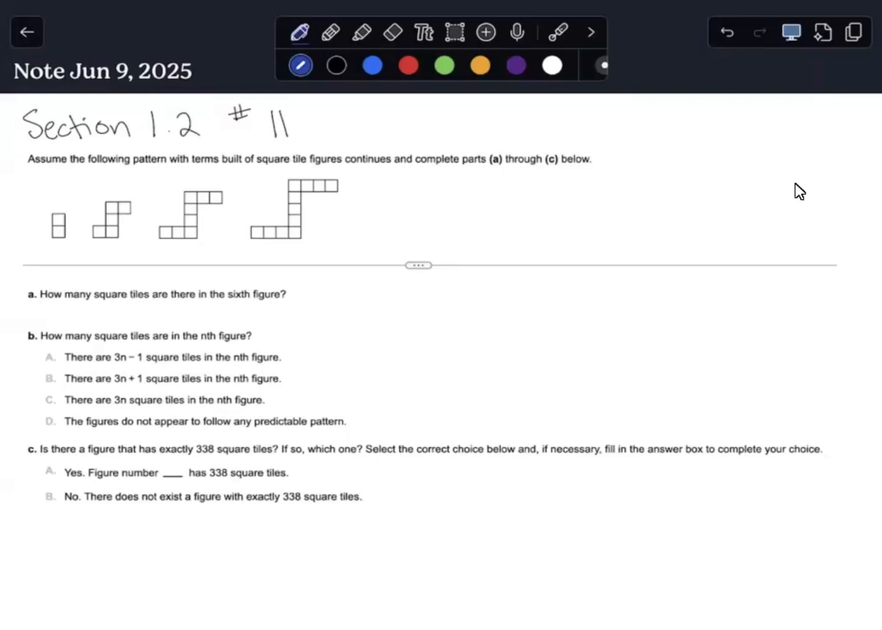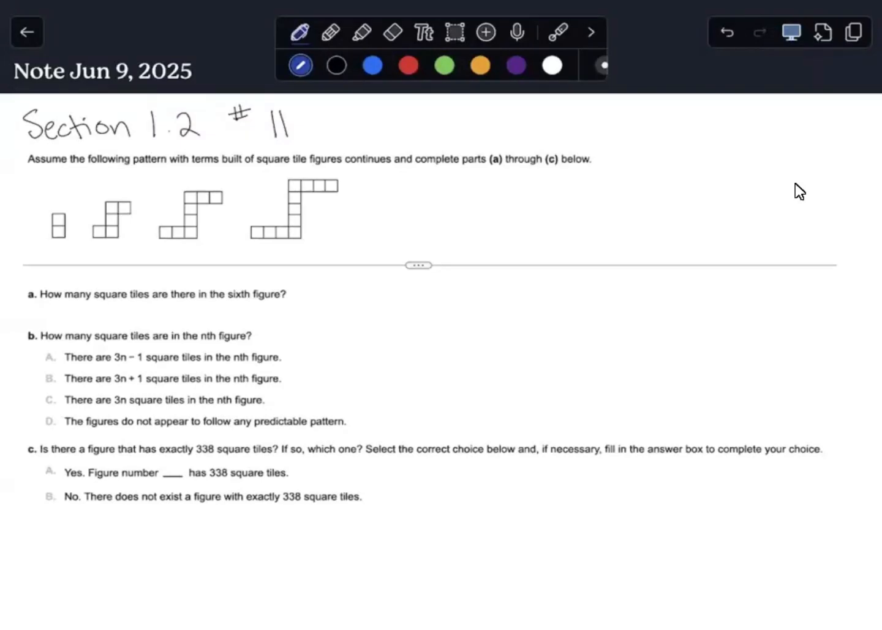It's from section 1.2, number 11. Just a couple of different ways that you could think through this kind of problem. So here we have a pattern with blocks built with these square tiles, and we have 3 different questions to answer about them. So our first job is to identify the pattern.